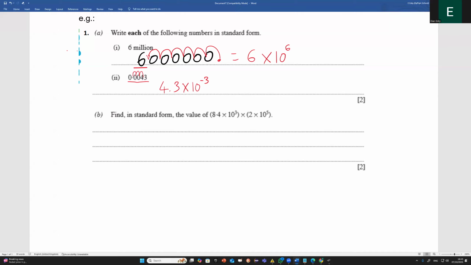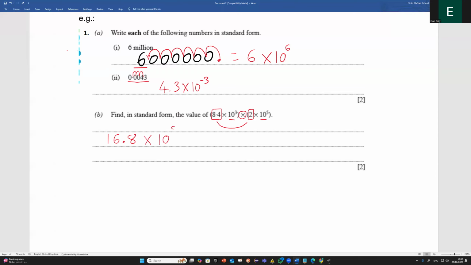With this calculation, though, we need to multiply in standard form. What we do is look at the number parts, so that would be the 8.4 and the 2. We times those together, so that's obviously 16.8. Then we look at the powers of 10. So it's 10 to the 3 times 10 to the 5, which is 10 to the 8.